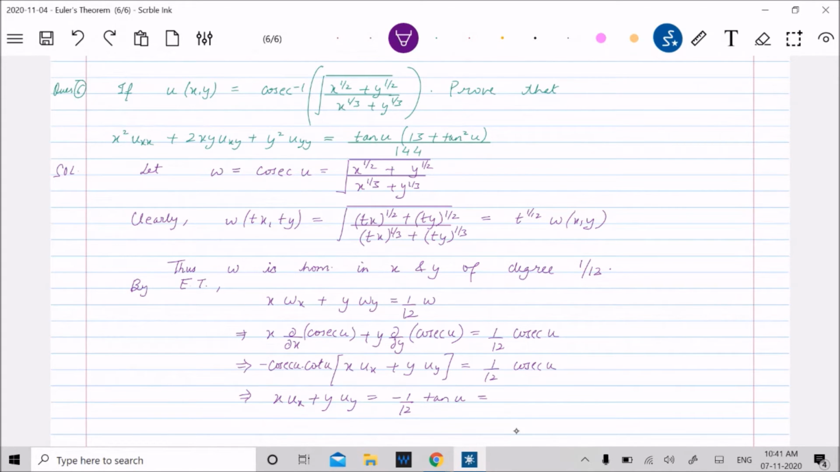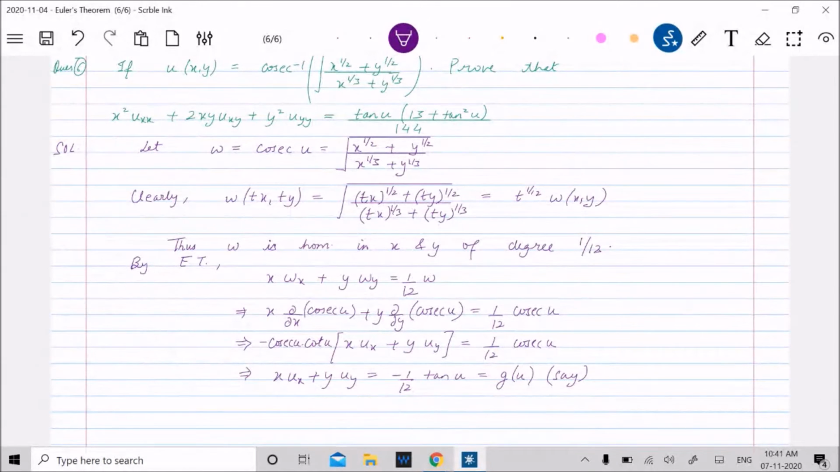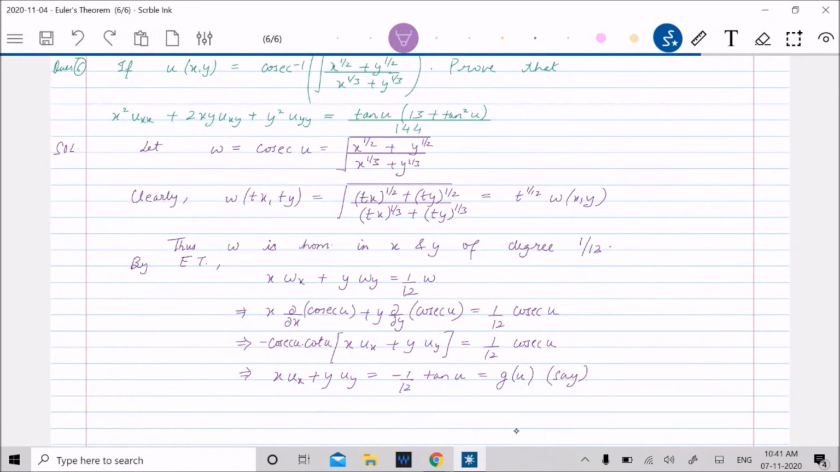So we have to assume this as a new function g, as we have been doing yesterday. Okay, so this is just half the way of your journey. Now this is g(u). Now we'll be using that special result.